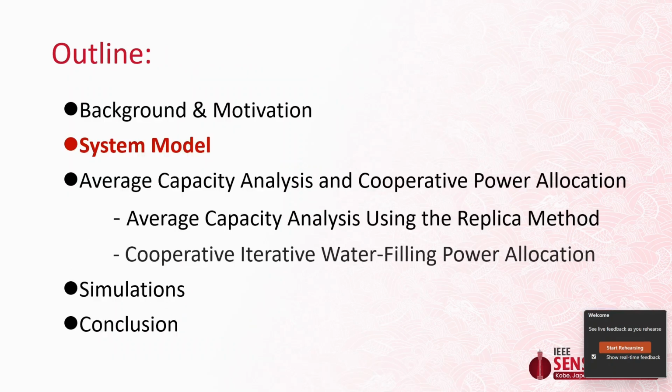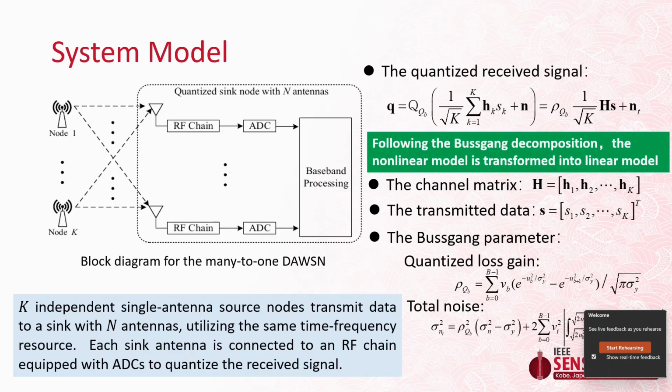Now let's move on to the system model. As shown in the figure, consider a many-to-one data gathering WSN, where K independent single antenna source nodes transmit data to a sink with N antennas, utilizing the same time frequency resources. Each sink antenna is connected to an RF chain equipped with ADCs to quantize the received signal. Following the Bussgang decomposition, the non-linear model is transformed into a linear model, converting the quantization noise into additive Gaussian noise. Research has shown that this linear model also maintains a high level of accuracy. These parameters are shown in the slide.